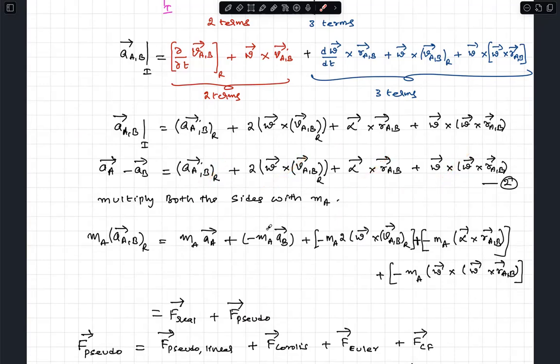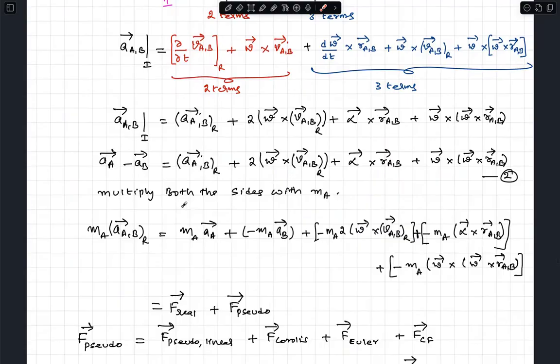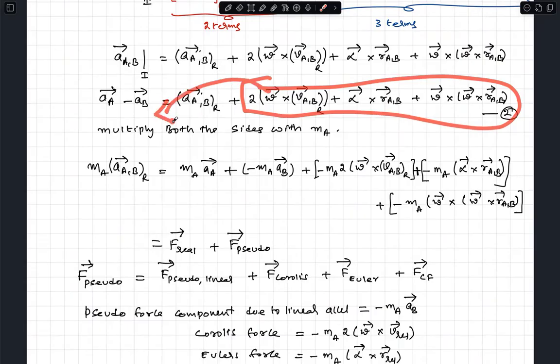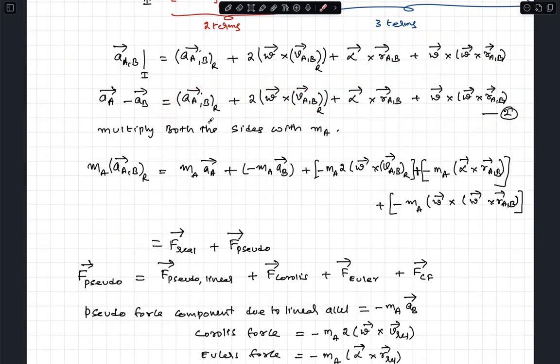Now you multiply all the sides with mass of A. Don't forget you are observing A. Now mass of A, all that I have written, what I am going to do is, I will knock all these terms to this side, equal to the left side. Now what I am going to get is this is equal to MA bar plus all this nonsense stuff. Remember MA bar is actual real force as per Newton's second law.